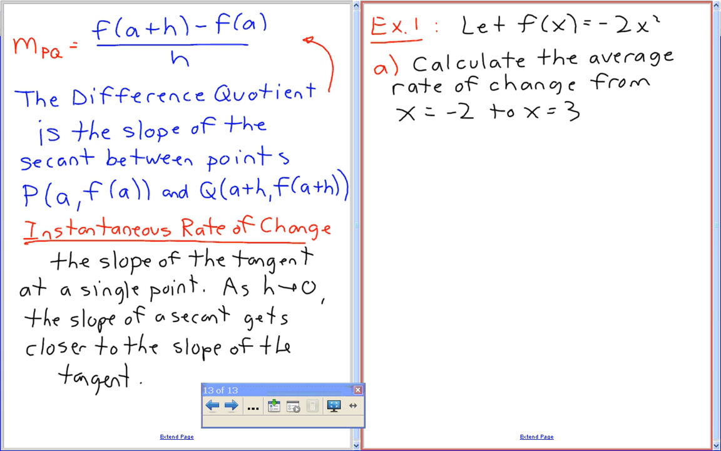Okay, Michael Sweeney. Can you recite from memory or from the board my difference quotient, please? M equals what? F of A plus H minus F of A over H. Good. Okay. Now, this is the difficult part. What is my A and what is my H? John, in this case, what will my A be? Negative 2. It's a good one for A, because that's your first point.